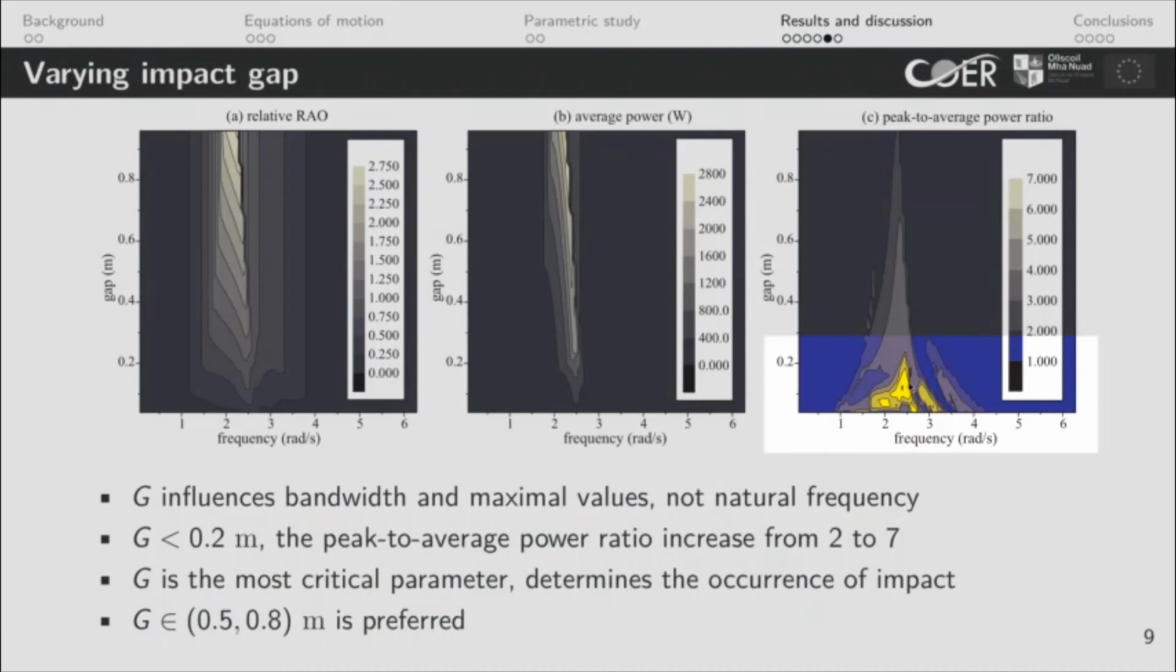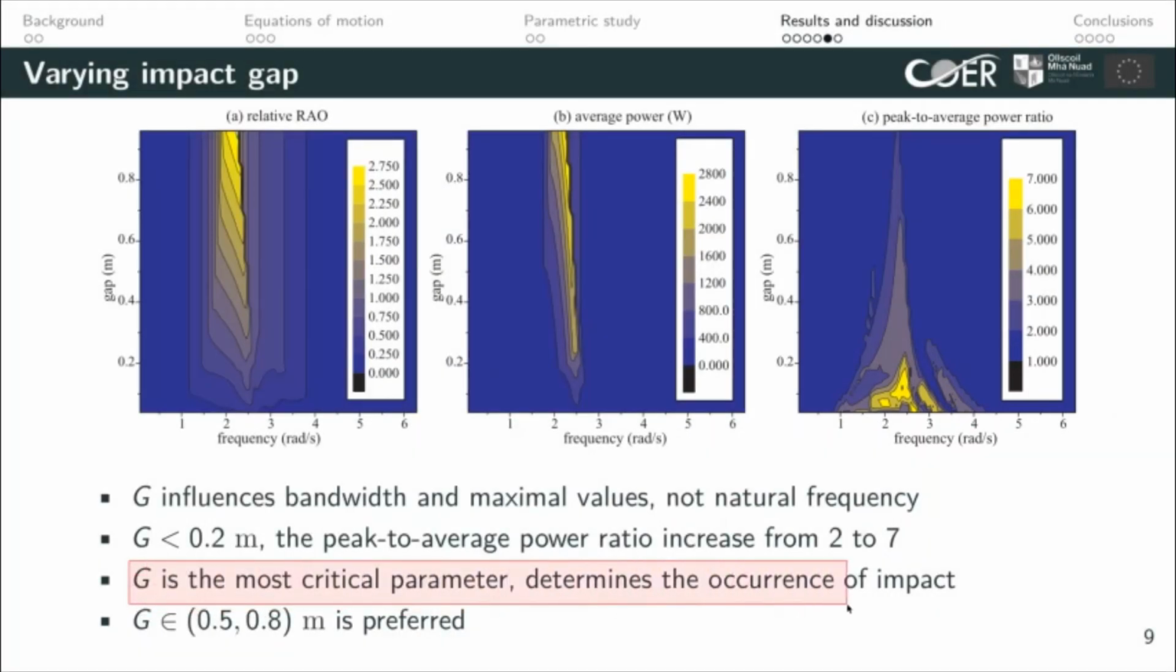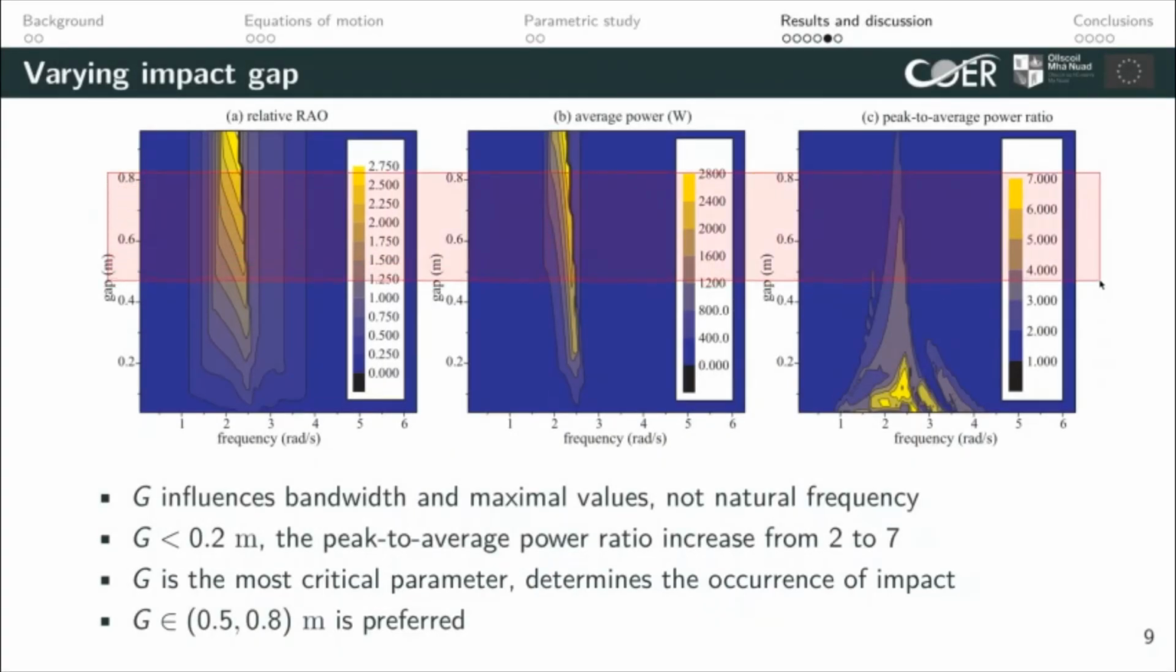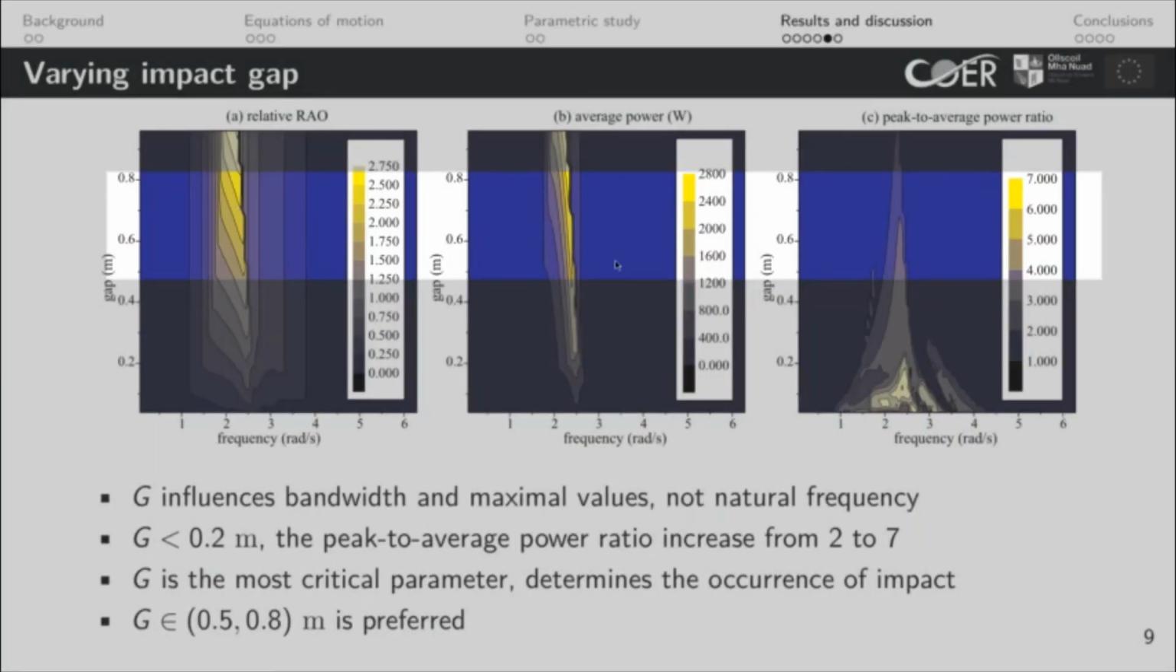So in this case, we can see that the gap G is one of the most critical parameters because it can determine the occurrence of the impact directly. Based on these three performance indices, this region is preferred. So we can have a large relative RAO, but not so large as to cause a collision. And of course, we can have a large average power, and the bandwidth is quite wide. Meanwhile, a small peak-to-average power ratio can be achieved.